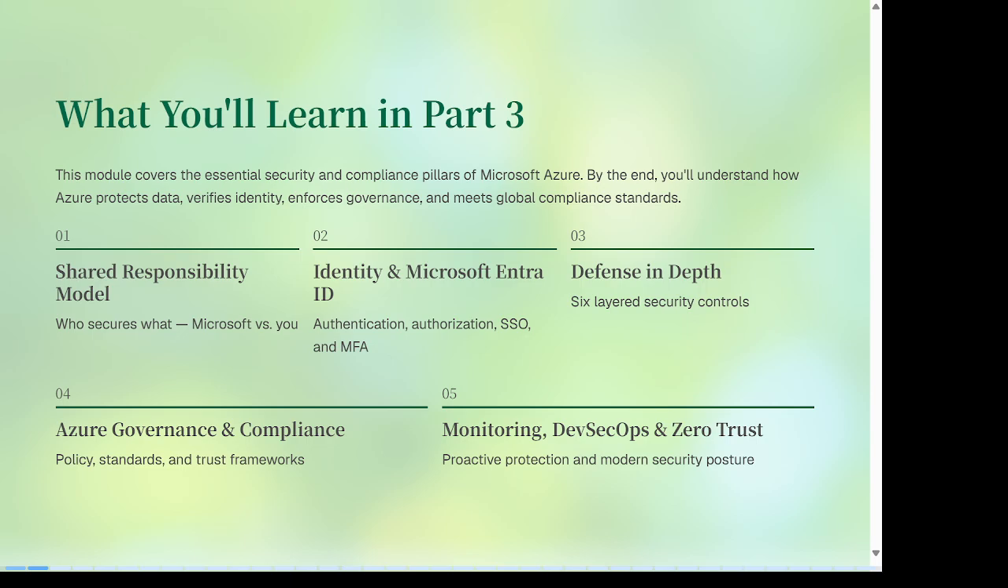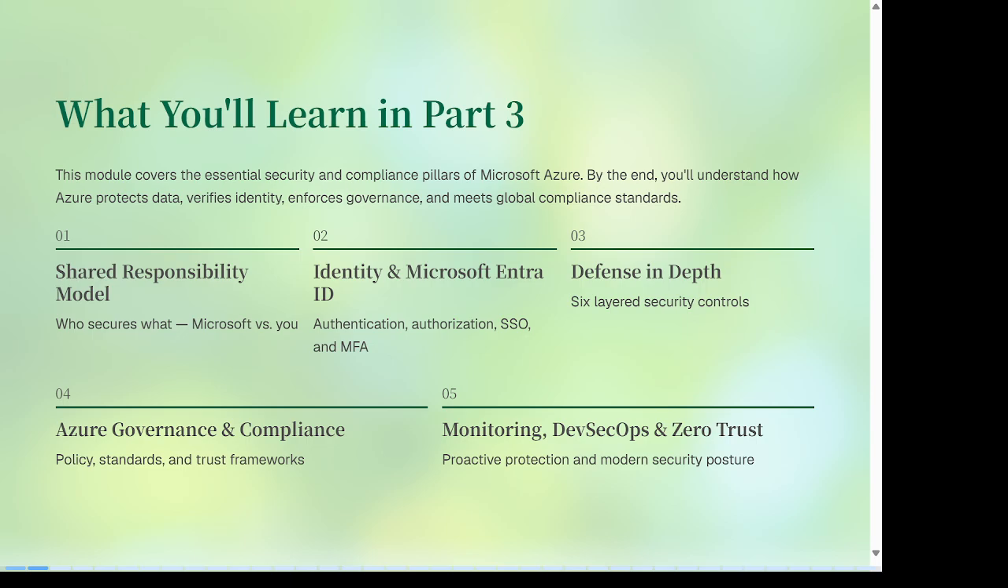We will start with the shared responsibility model, one of the most important concepts in cloud computing. You will learn exactly which security responsibilities belong to Microsoft and which ones remain your responsibility.